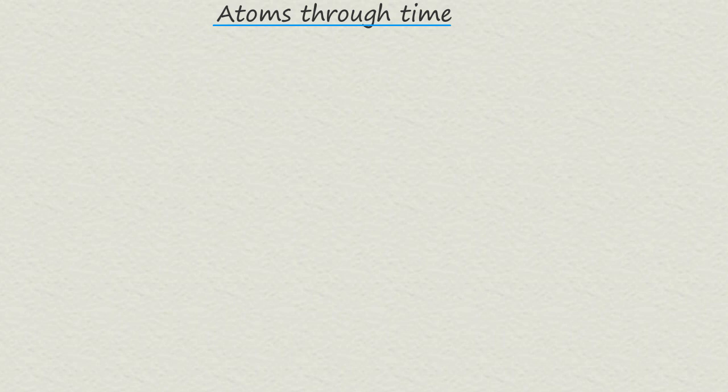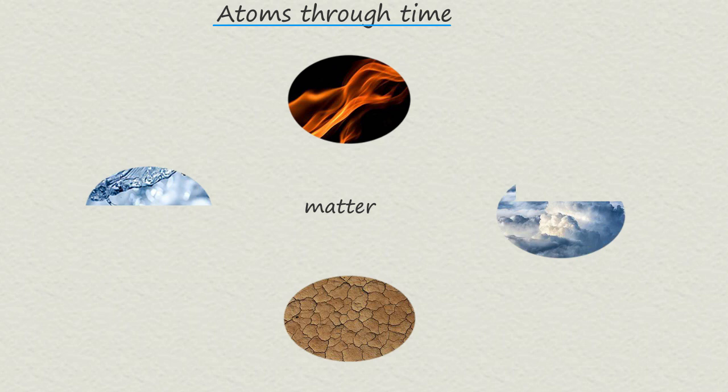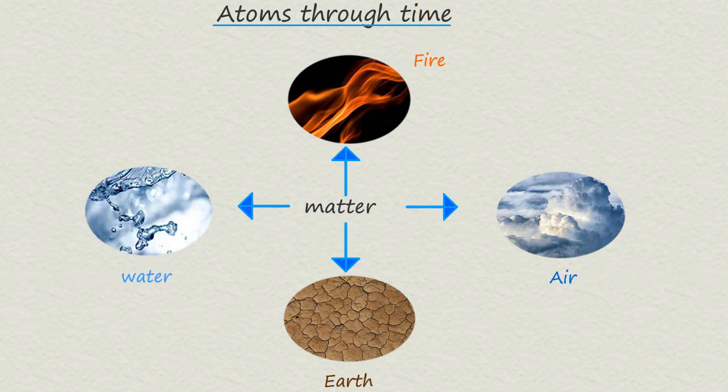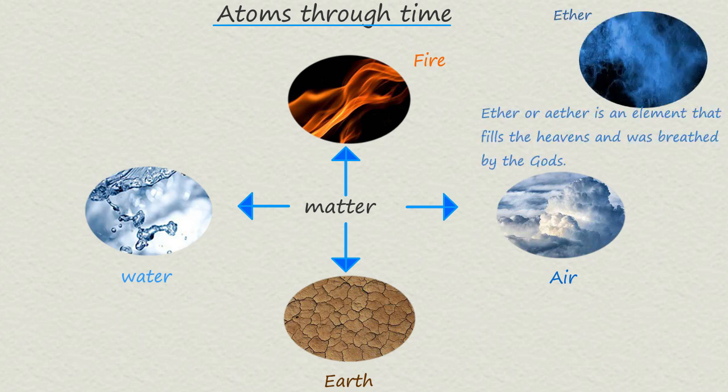There have been many ideas on what matter, that is, the stuff around us, is actually composed of. The ancient Greeks, for example, believed that matter was composed of 4 basic elements. These were earth, air, fire and water. While some Greek philosophers even suggested the presence of a 5th element, which they called ether. Now, ether was an element that filled the heavens and was breathed in by the gods.